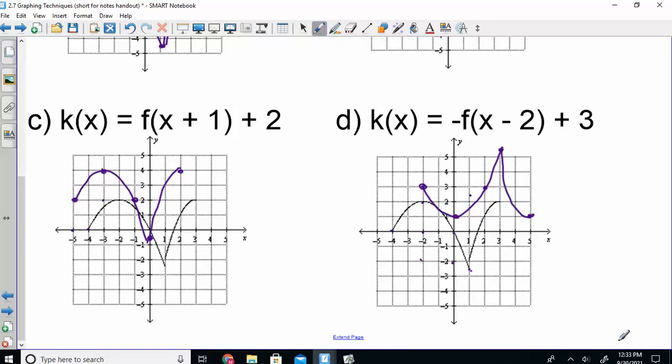So we don't have to have an equation for the original. We either need the equation or we need a graph. And then we can do our transformations. Okay, any questions about that?